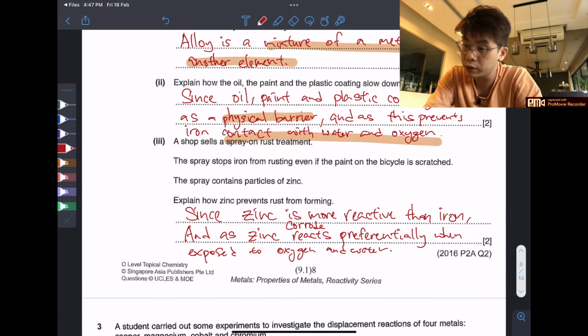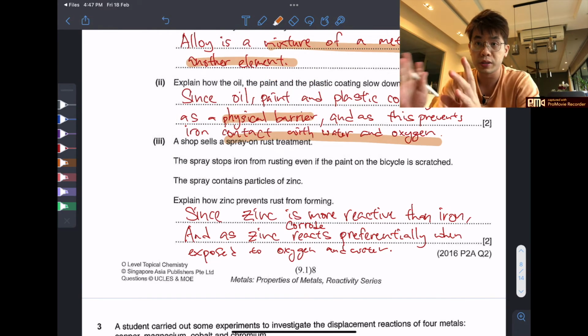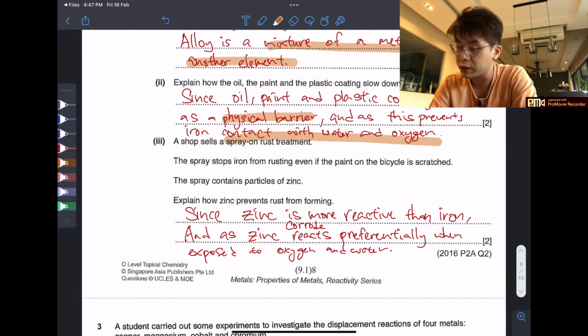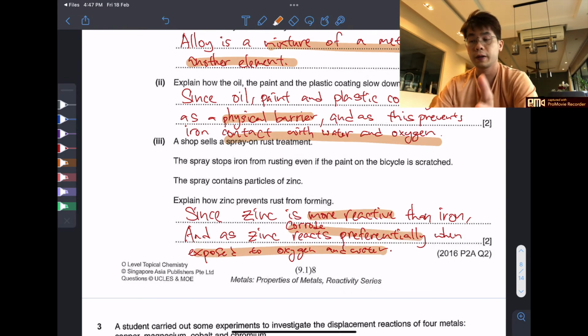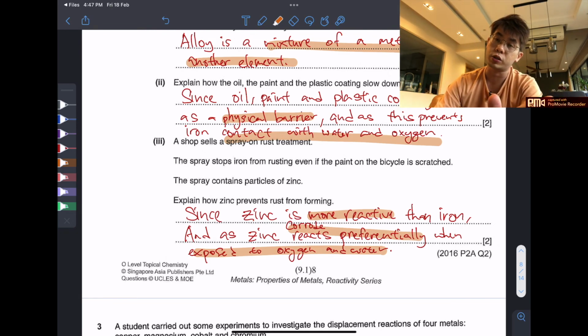Okay, so for this one, keywords again, remember, you cannot use sacrificial protection if you're not going to explain, so don't use it. We must say that it's more reactive, and then after that, it corrodes or reacts preferentially when exposed to oxygen and water. Right, so that's question 2.